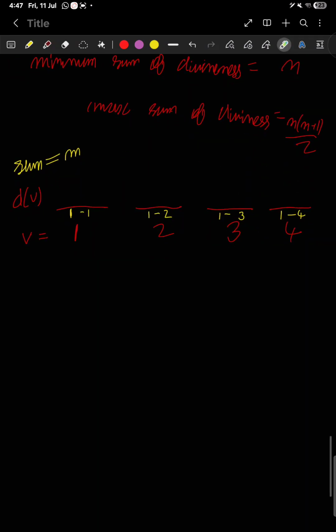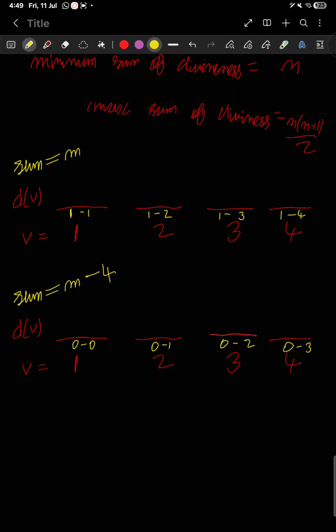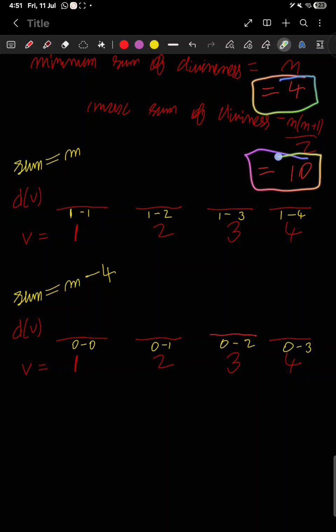Since we know that the minimum value of each of these is always 1, I will assume that we have to make the sum equal to m minus 4, and I've decreased each of the ranges by 1. As we can see, the minimum divineness is equal to 4 and the maximum divineness is equal to 10 as per this case of n equals 4.